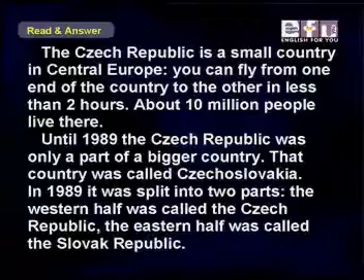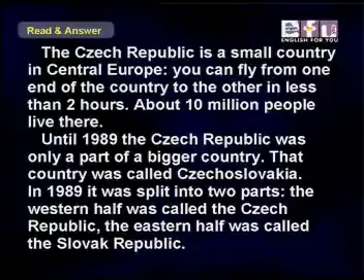The Czech Republic is a small country in Central Europe. You can fly from one end of the country to the other in less than 2 hours. About 10 million people live there. Until 1989, the Czech Republic was only a part of a bigger country. That country was called Czechoslovakia. In 1989, it was split into 2 parts. The western half was called the Czech Republic. The eastern half was called the Slovak Republic.